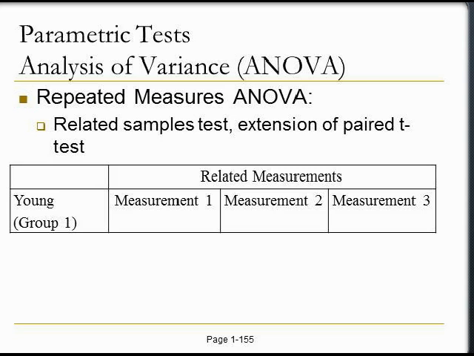Lastly, repeated measures ANOVA. This now is an extension of a paired t-test. So the example of cholesterol before, cholesterol at 6 weeks, now we can extend that to cholesterol at 1 year. Okay, we want to know if that cholesterol changes over time. That would be an example of a repeated measures ANOVA.